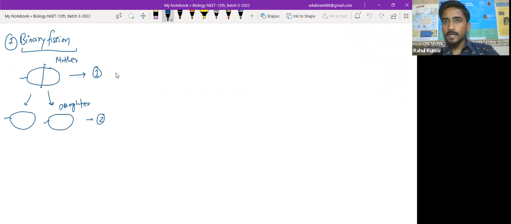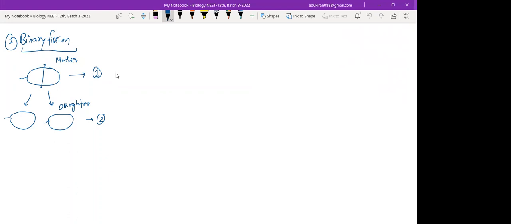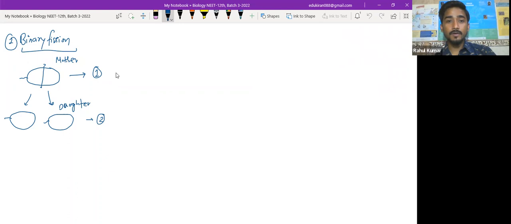All unicellular organisms and some multicellular organisms reproducing asexually are biologically immortal in nature.